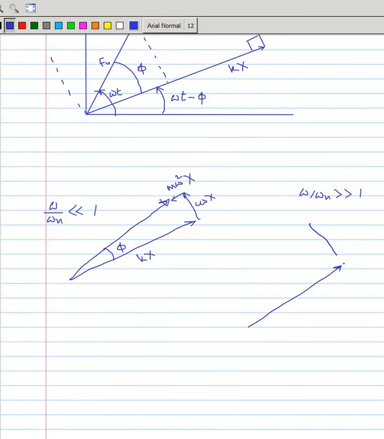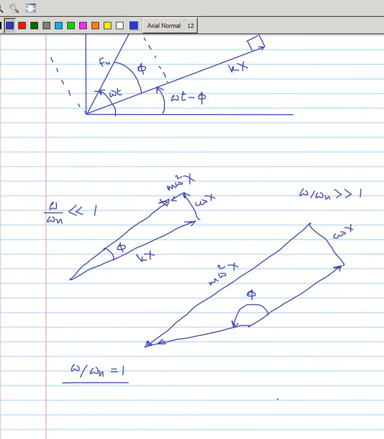So this is the inertia force. This m omega square x is actually the inertia force, and kx is actually the elastic force, and c omega x is the damping force. So when omega is large, the inertia force is larger and phi is greater than 90 degrees, and it tends towards 180 degrees. But the most important is omega by omega n equal to 1.